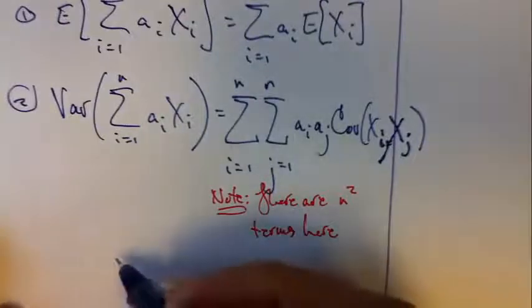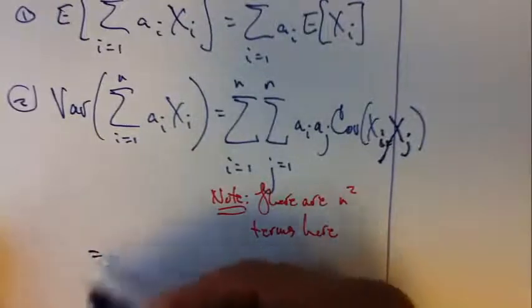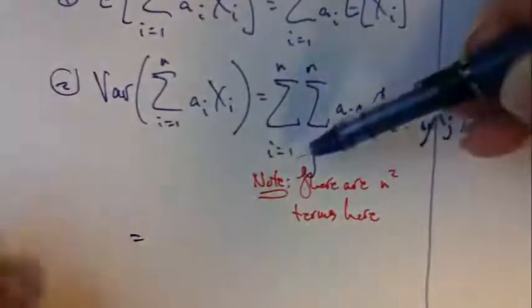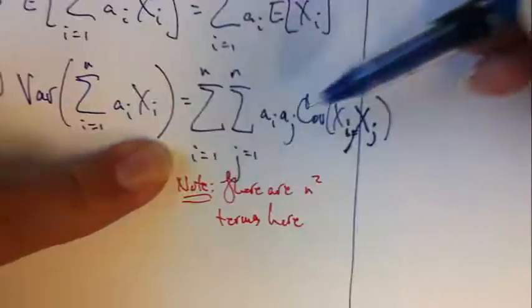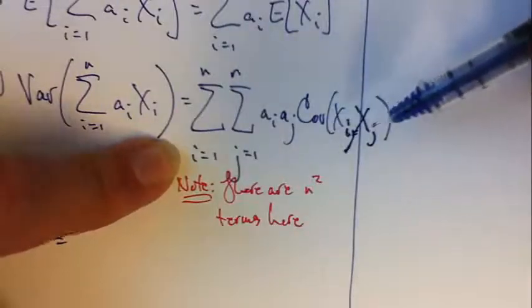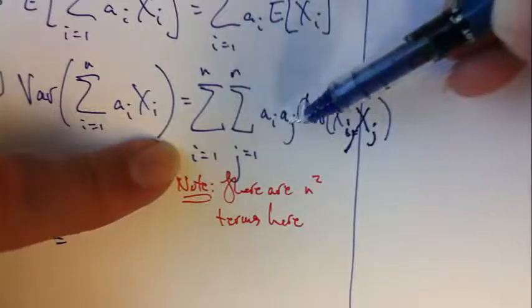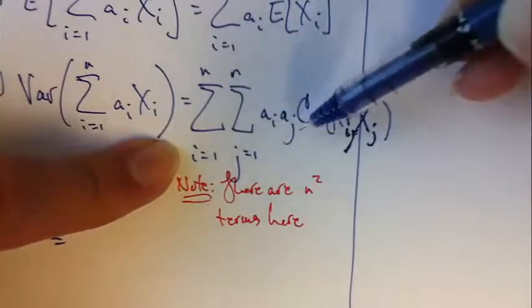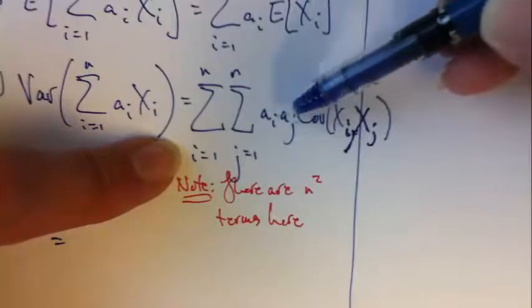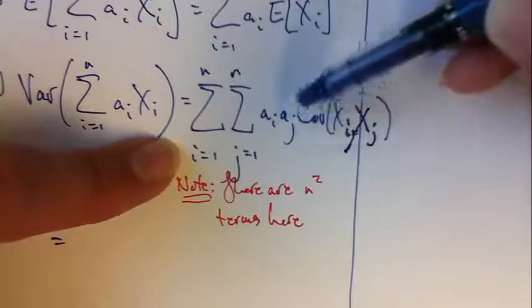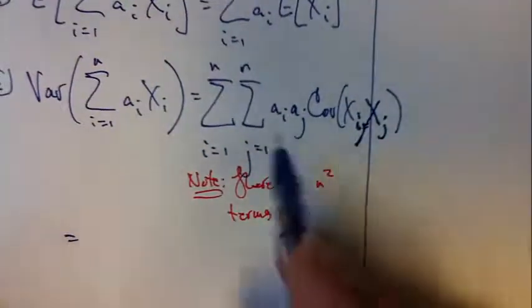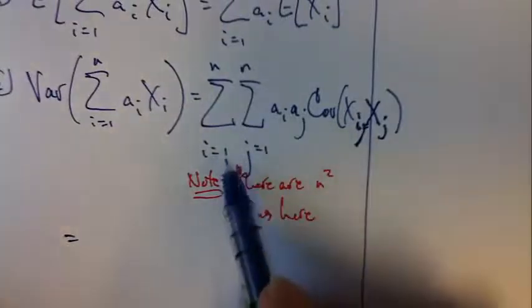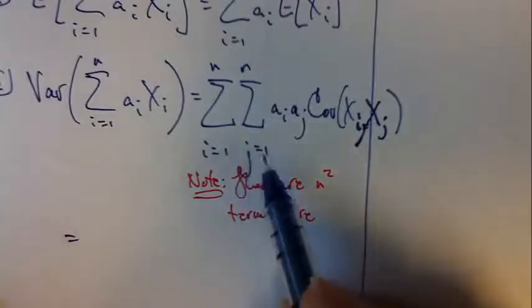Now, what happens when i equals j? For example, if i equals 1 and j equals 1, then you've got a1 times a1 times the covariance of x1 with itself, which is the variance. Okay, and a1 times a1 is just a1 squared. So whenever i equals j, this part will look like a sub i squared, and this part will just be the variance of x sub i. Okay, and that's going to happen n times, when i equals j, when they're both equal to 1 or 2 or 3 or 4 up to n.